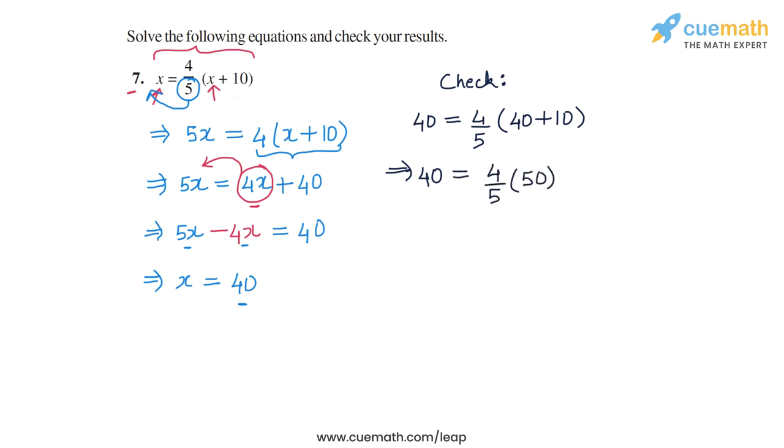Now what is 4 by 5 times 50? So 50 by 5 is 10 and 4 into 10 is 40. So essentially we get 40 is equal to 40, and hence the solution x is equal to 40 checks out. This is the correct solution, and this completes question number 7.